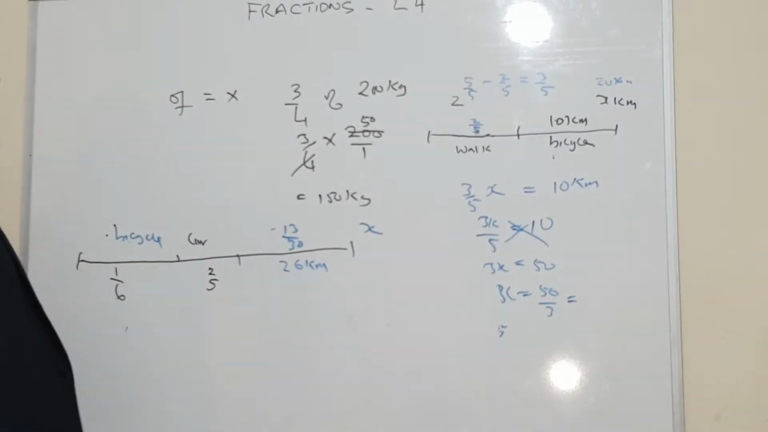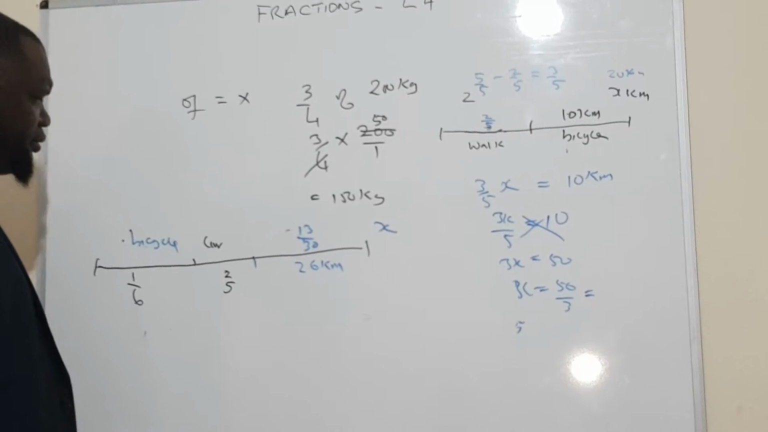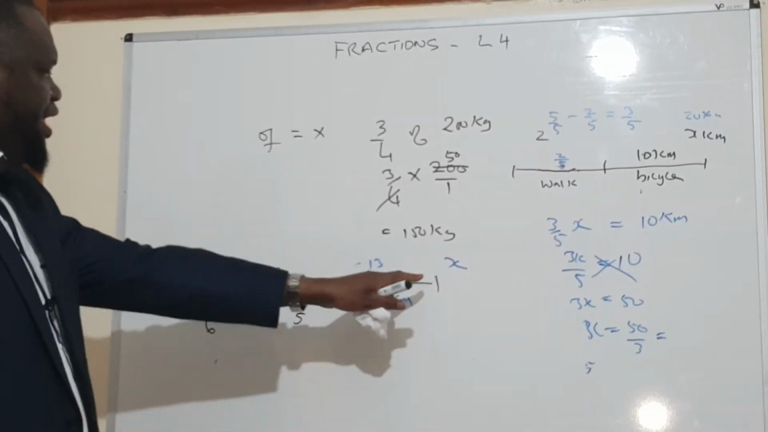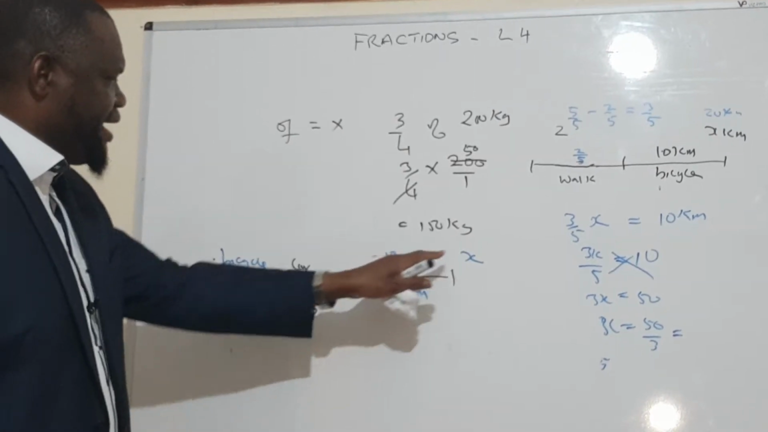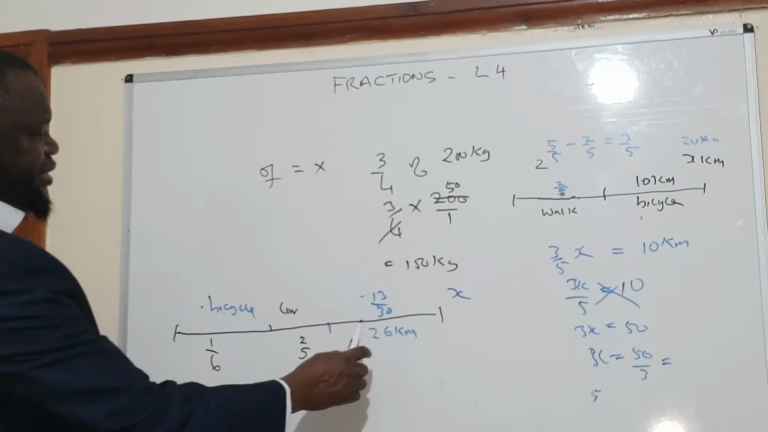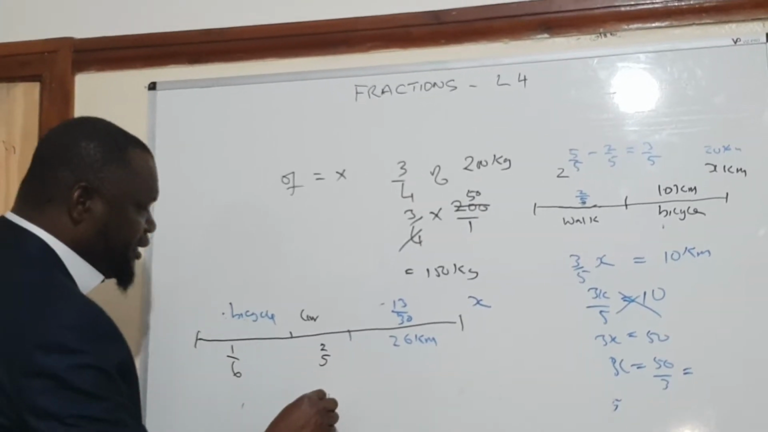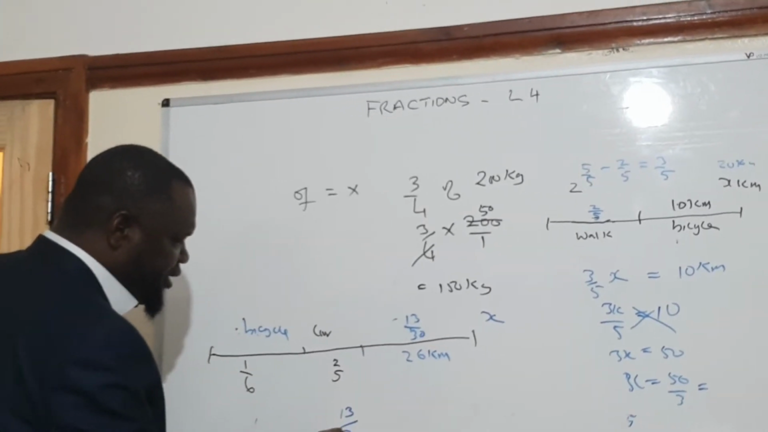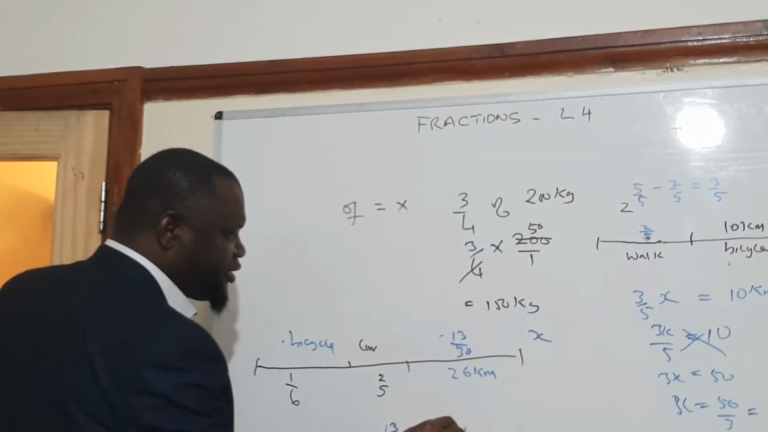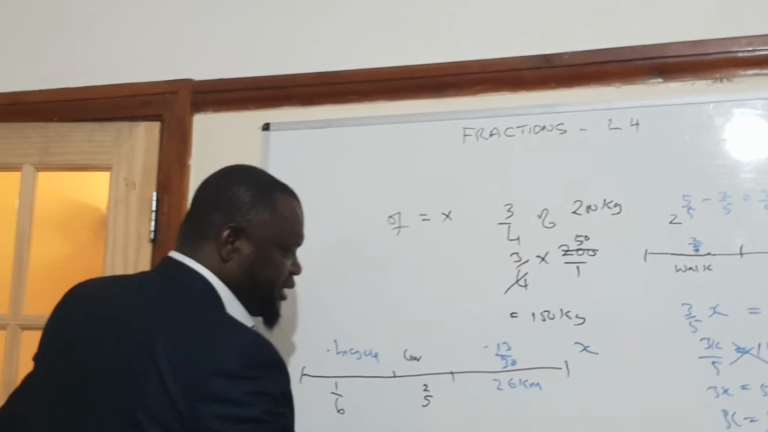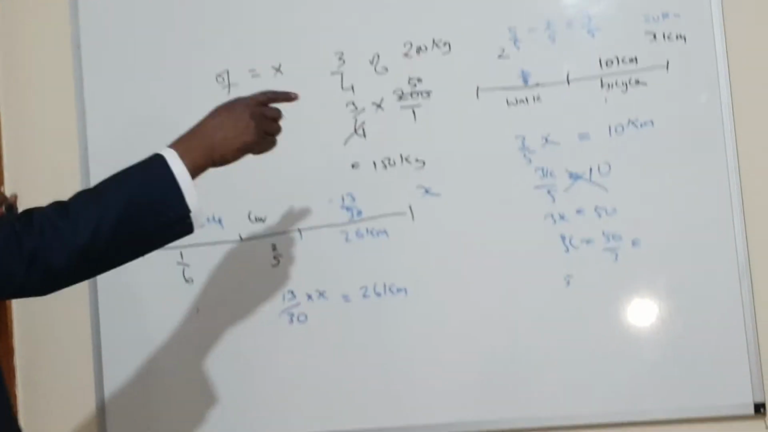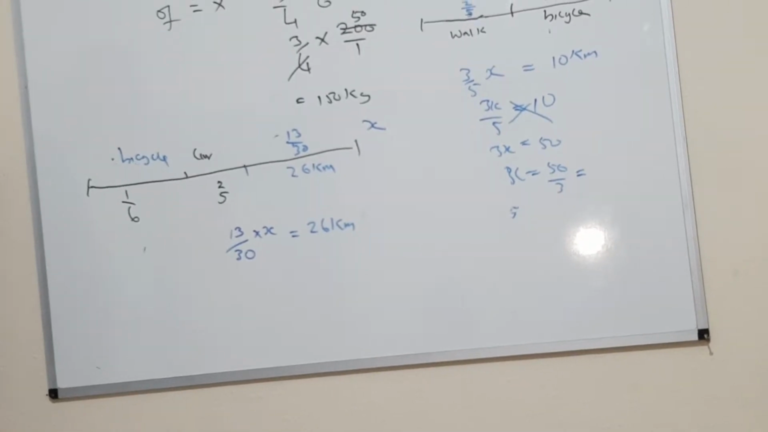Now, look at this one. We don't know x. If you know x, we can directly multiply that by the amount, then we can know how much was traveled by any of these, yes? But we know that one. So we are going to say 13/30 of the journey, which is x, was 26 kilometers. That is where my expression comes in now. You get me?